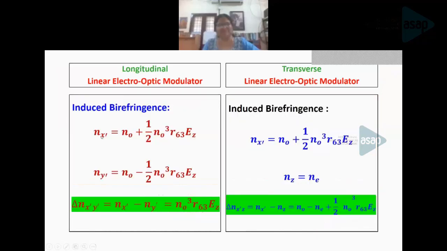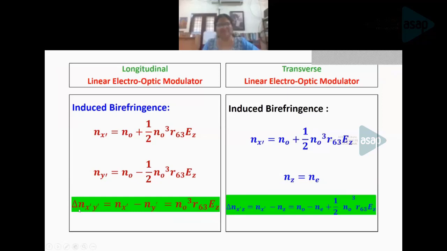So the change in refractive index or induced birefringence in the case of longitudinal is N0 cube R63 EZ, but in the case of transverse, take the difference between these two equations, you will get the induced birefringence, which is N0 minus Ne plus half N0 cube R63 EZ. So these are the induced birefringence in comparison of longitudinal and transverse electro-optic modulators.